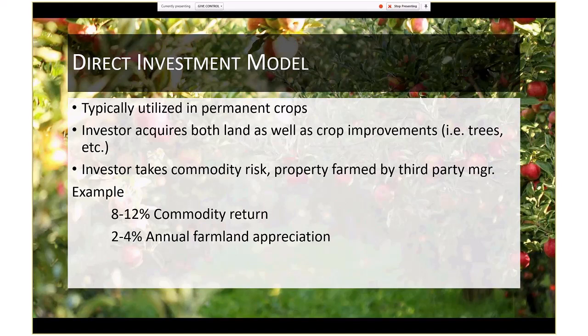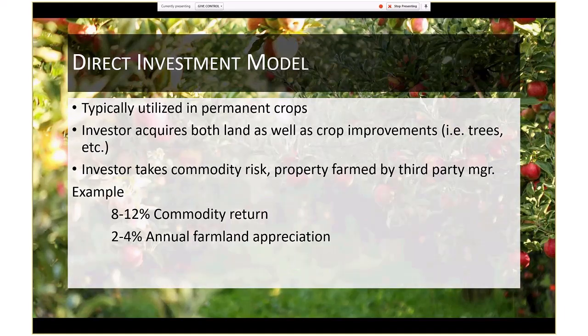And then we're kind of looking at that same annual farmland appreciation rate. Again, there is more risk in it. You can protect some of the downside through crop insurance, so there is some fallback there. There is significantly more upside involved in it as well.